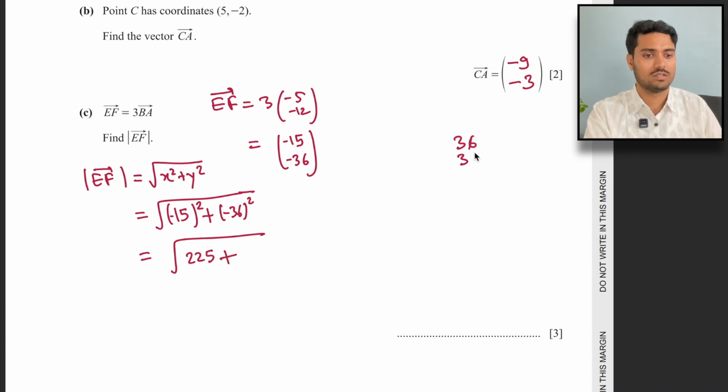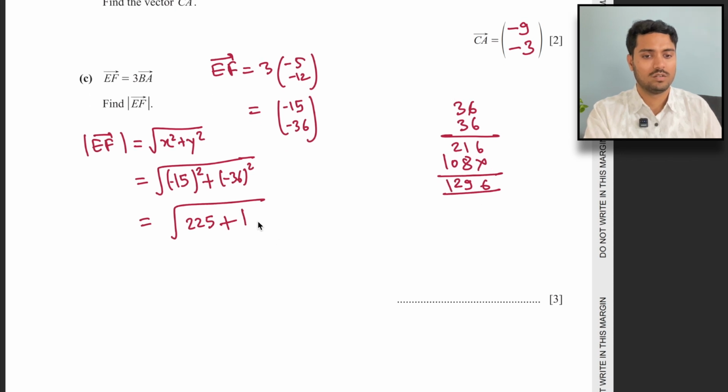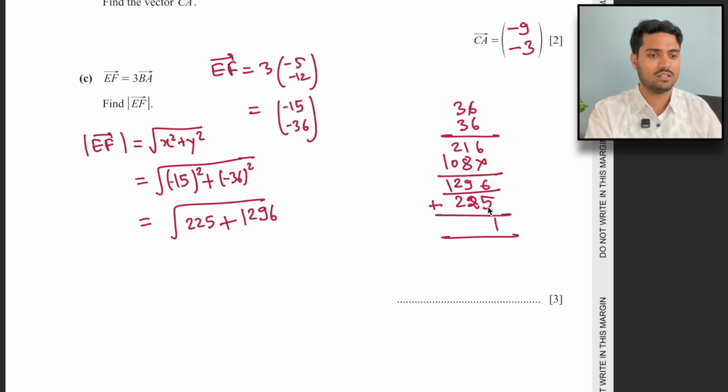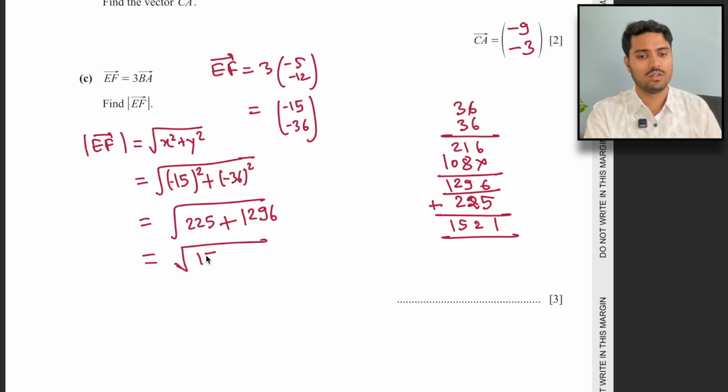We can do here 36 times 36. 36 times 6 is 216. 6 3s are 18, carry 1, 3 3s are 9, plus 1 is 10. So this is going to be 1296. With 1296, we also have to add 225. So if we add 225, we'll get 1521. So the square root of 1521, that's the magnitude of EF.